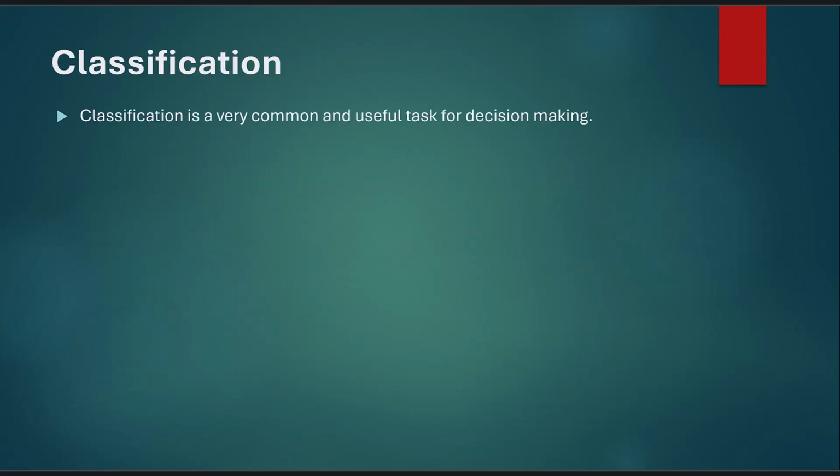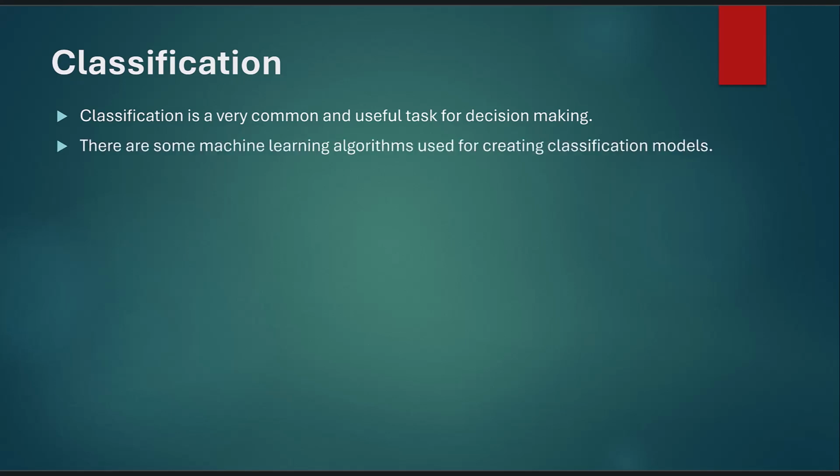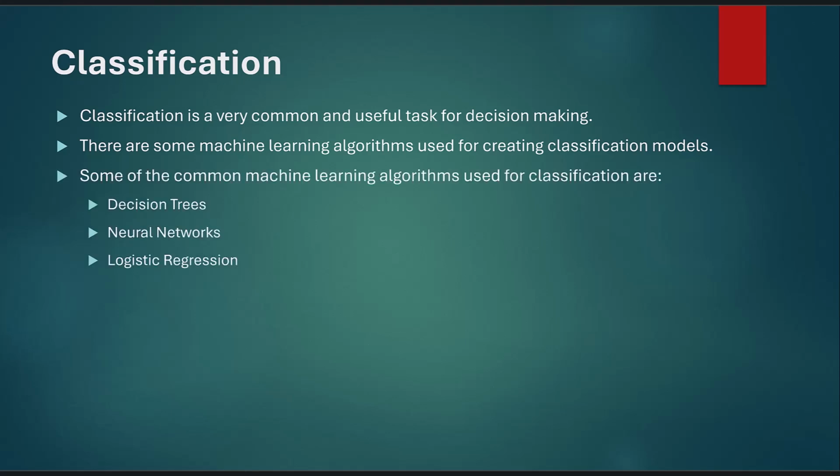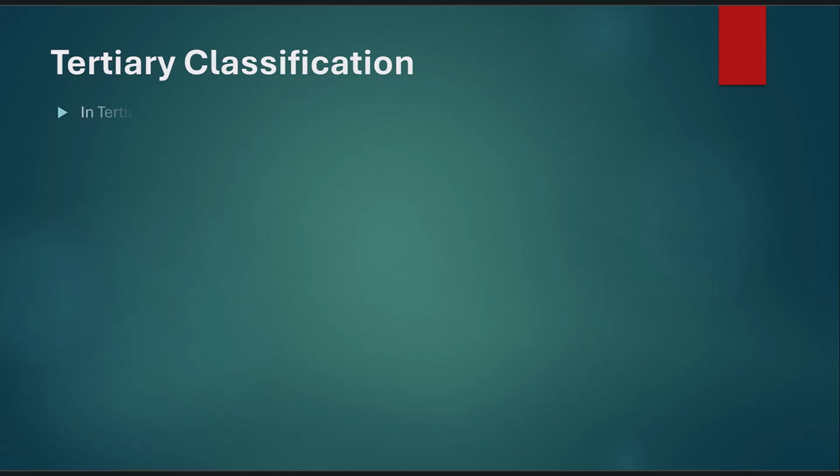So classification is a very common and very useful task for decision making. And there are some machine learning algorithms used for creating classification models. Some of the common machine learning algorithms are decision trees, neural networks, and logistic regression. In tertiary classification, we classify entities into three groups, 0, 1, or 2.